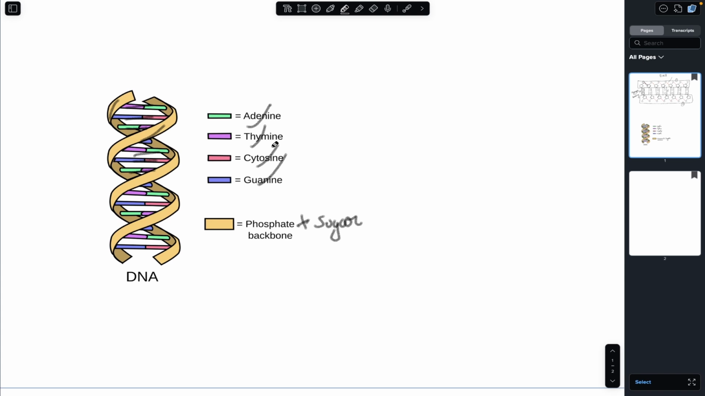One more interesting thing, an adenine base always makes a hydrogen bond with thymine, and similarly, a cytosine base always makes a hydrogen bond with guanine. You'll never find adenine making bond with cytosine. This will never be a possibility inside the structure of your DNA.